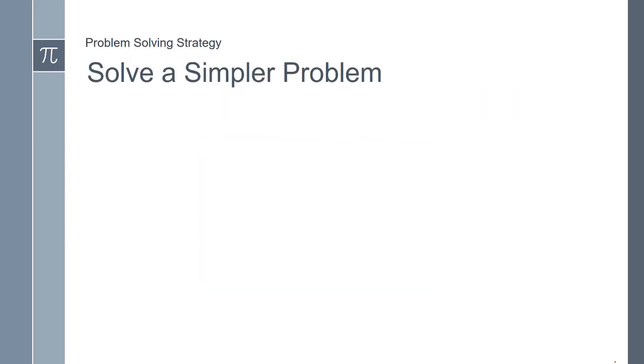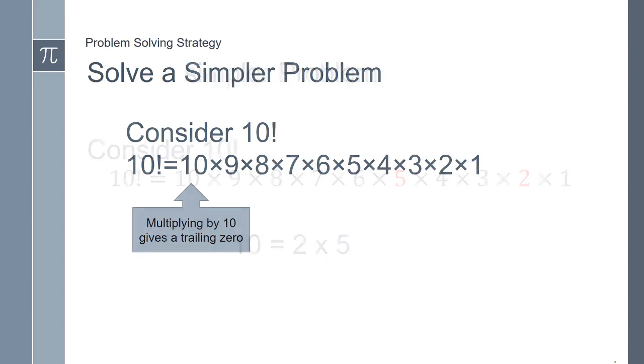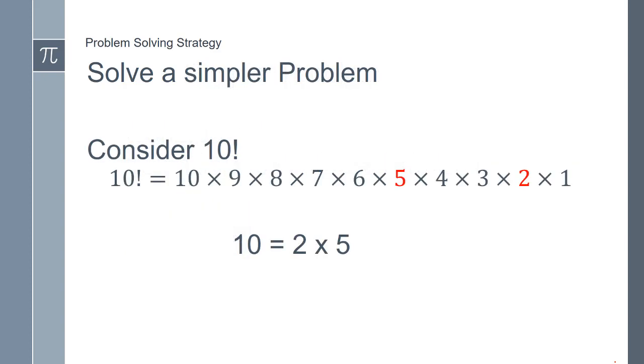So one strategy that we can employ to solve this problem is to first look at an easier case. Let's look at 10 factorial: 10 multiplied by 9 multiplied by 8 all the way to 1. We know that if you multiply anything by 10 you get a trailing zero. So 10 factorial would have at least one trailing zero, but if we look closer, 2 multiplied by 5 will also give us 10. So 10 factorial would actually have two trailing zeros.